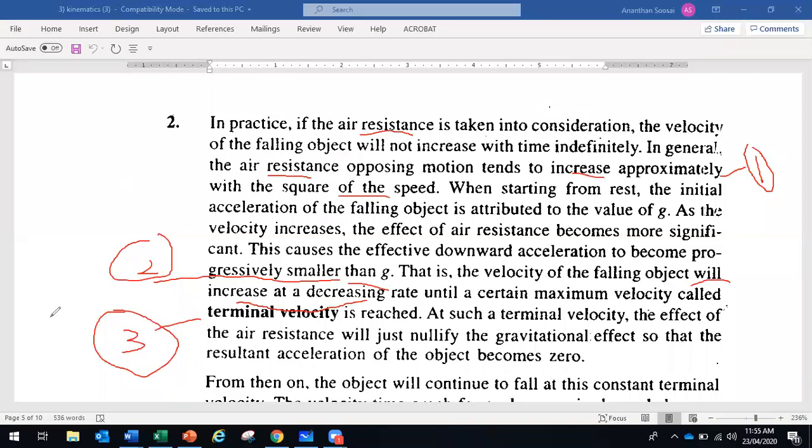Okay, 3 marks. When terminal velocity is achieved, two quantities become 0. What are they? Acceleration becomes 0. Net force becomes 0. Okay, good. This is today's lesson. Any questions before we stop?